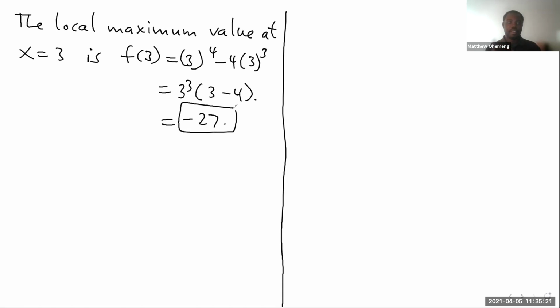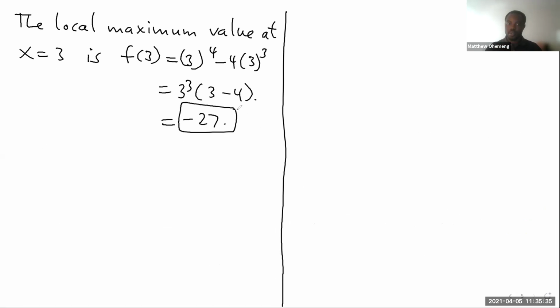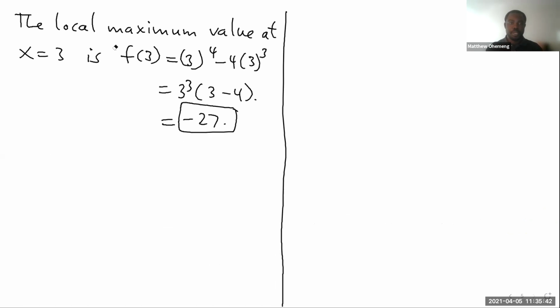Now, as I said, at 0 you don't know what is happening. You don't know whether it's a local minimum or a local maximum or neither. At 0 it is inconclusive, like I showed you here. But at 3, it is conclusive. We know for sure there's a local, wait, what did I say? I wrote maximum. It's supposed to be minimum.